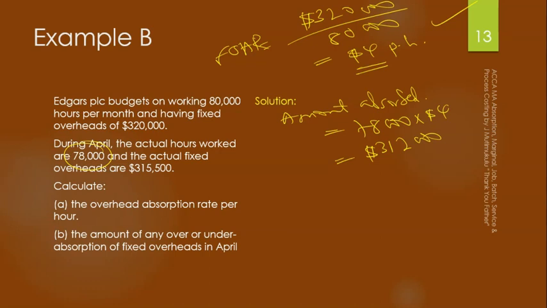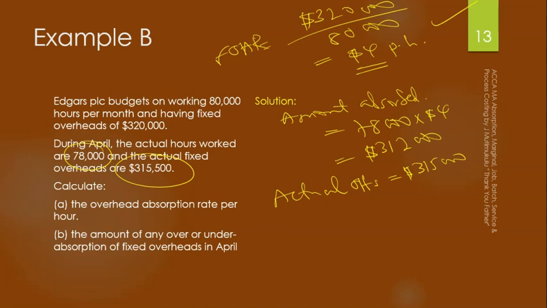What about the actual overheads? The actual overheads, we are told from the question, they are 315,500. That's the actual overhead which has been incurred by the firm. So, were the overheads over-absorbed or under-absorbed in this case?